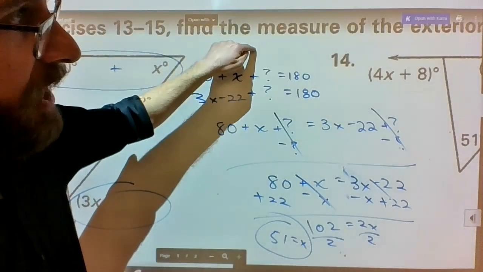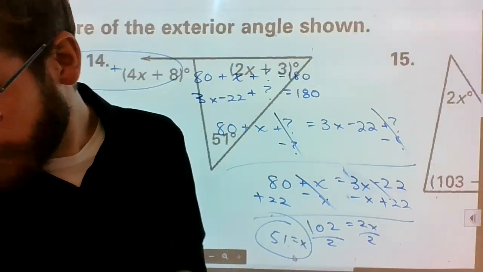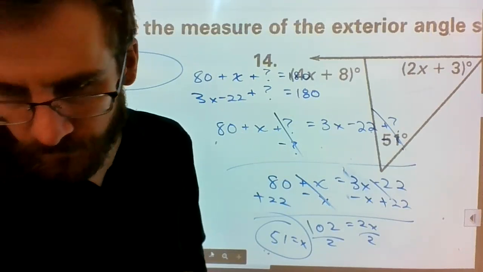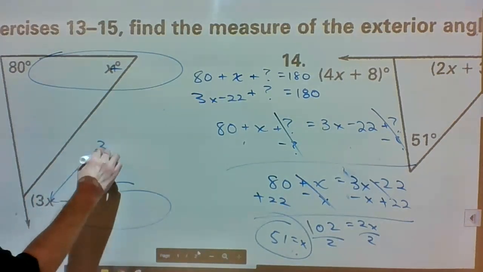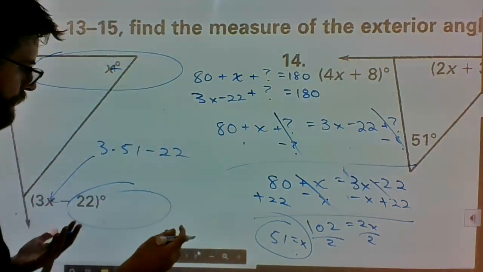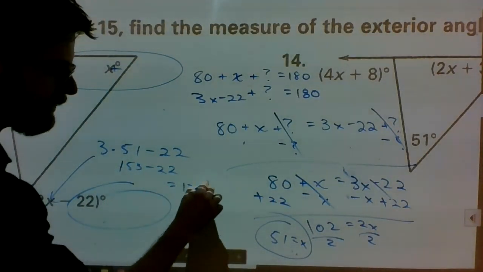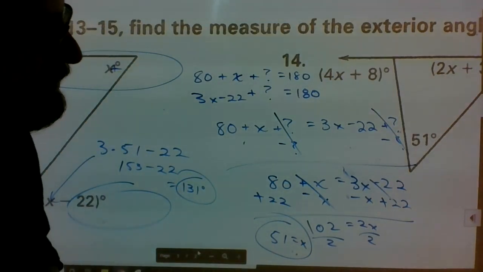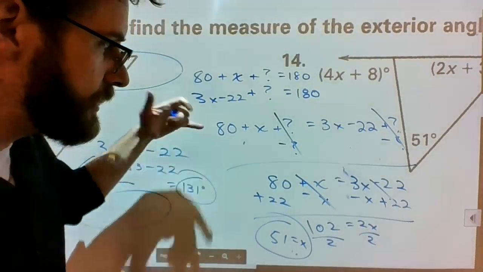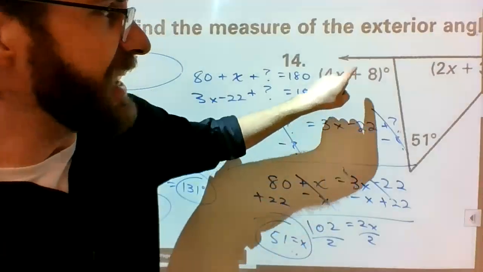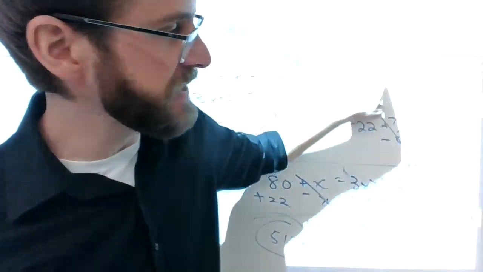And I think they were asking us to solve. No, it said find the measure of the exterior angle. Let's just be 100% on that. So you would solve for x, and then you would plug it back in here. So it's 3 times 51 minus 22, which comes out to be 153 minus 22, which means the exterior angle is 131 degrees. So I guess what I'm saying is this work does not need to be shown by you when you do problems like number 14. You literally can just go with these outside angles, the inside angles. These two added together must equal the exterior.